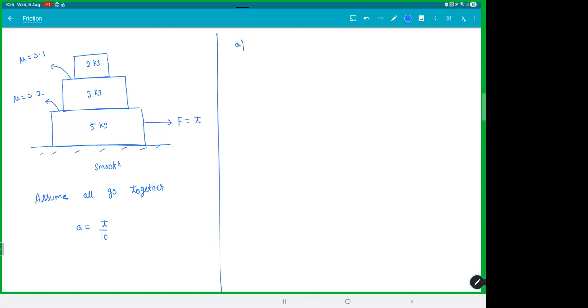The first thing, I'll take the 2 kg block. On the 2 kg block, the friction will be F1 and this was your acceleration. So F1 is equal to 2a and this must be less than or equal to 0.1 into 20. So t by 5 is less than or equal to 2, so t is less than or equal to 10 seconds. So F1 is saying, boss, up to 10 seconds, I can make sure 2 and 3 are going together.